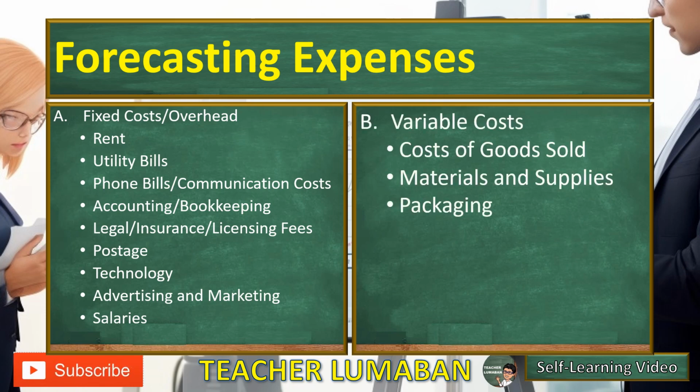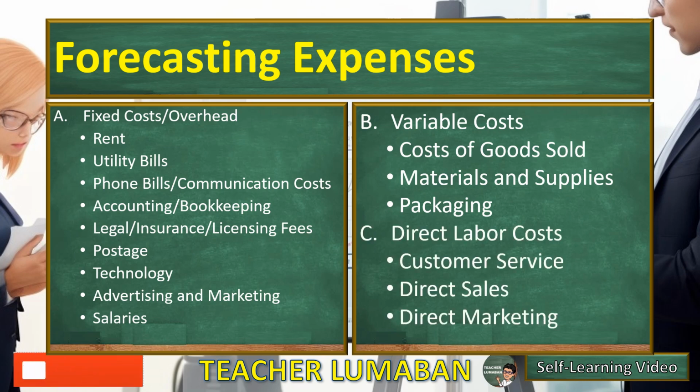B. Variable costs: costs of goods sold, materials and supplies, packaging. C. Direct labor costs: customer service, direct sales, direct marketing.